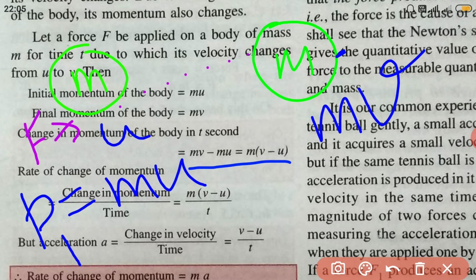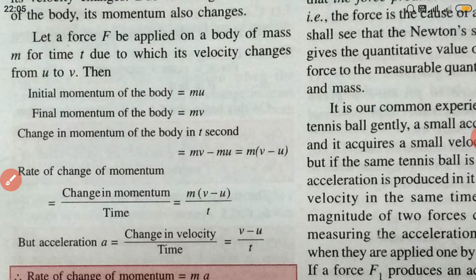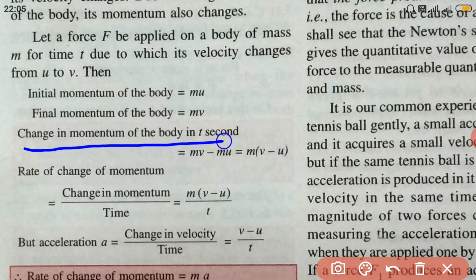Suppose this is p1 and this is p2. So we have different momentums, here it is written mu, and here it is written mv. I hope you understood this. Now the change in momentum of a body in time t will be mv minus mu, the higher value minus the smaller value. And here we have taken m common, since there are two m's, and it will be m bracket open v minus u.